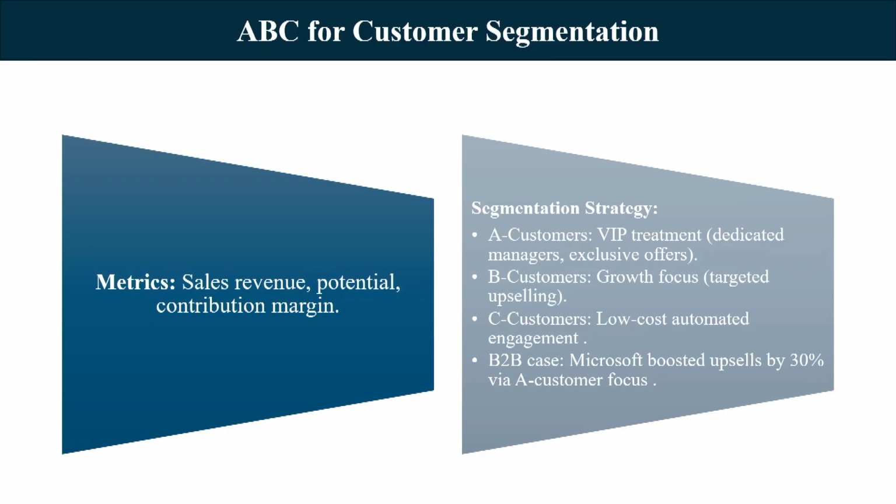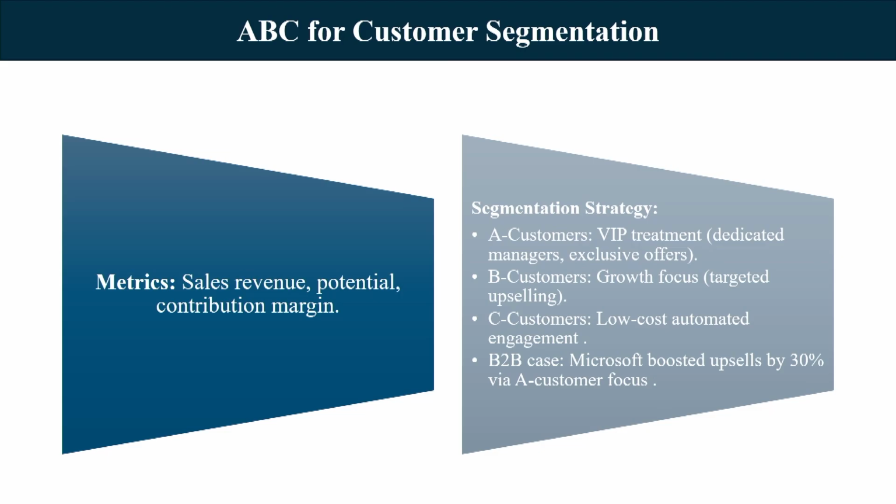So, next we will move to understand the ABC customer segmentation. The metric for ABC customer segmentation can be sales revenue, or potential contribution margin. This particular slide dives specifically into customer segmentation. As I said, the key metrics here include sales revenue, growth potential or the contribution margin, not just the raw sales, but how much profit a customer generates after accounting for the cost, right. So, the metric is dependent on the context.